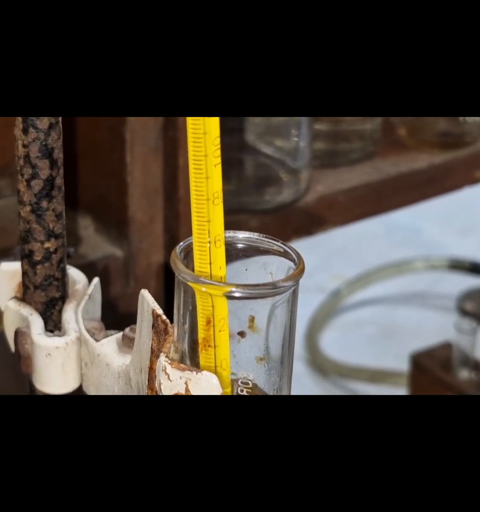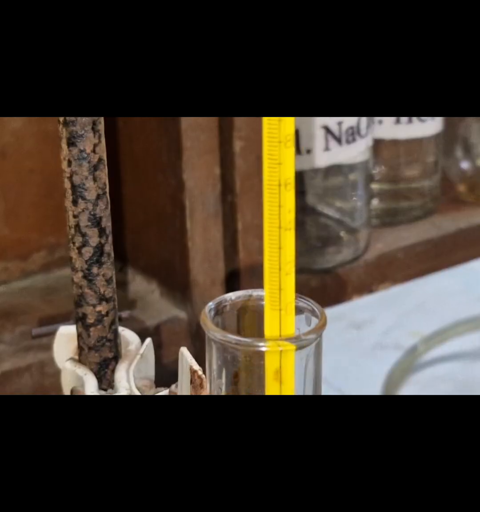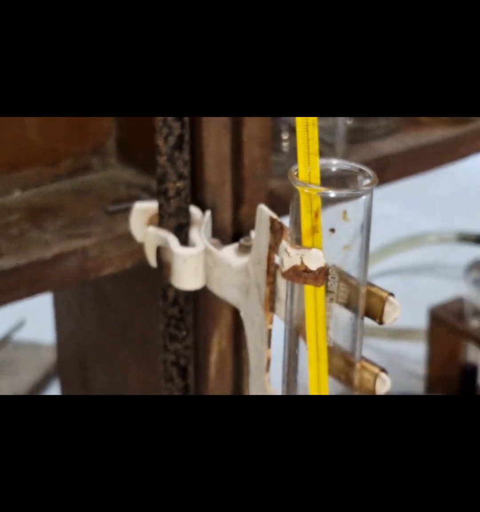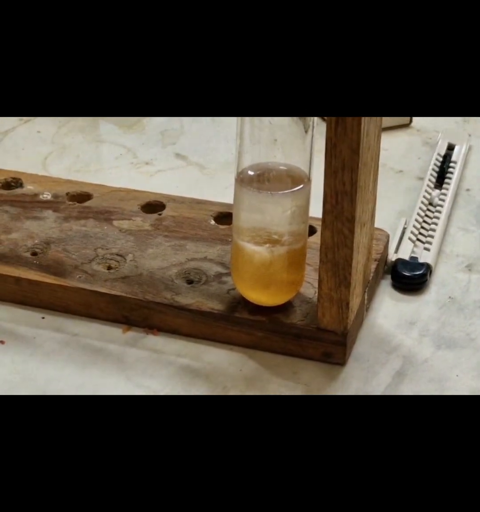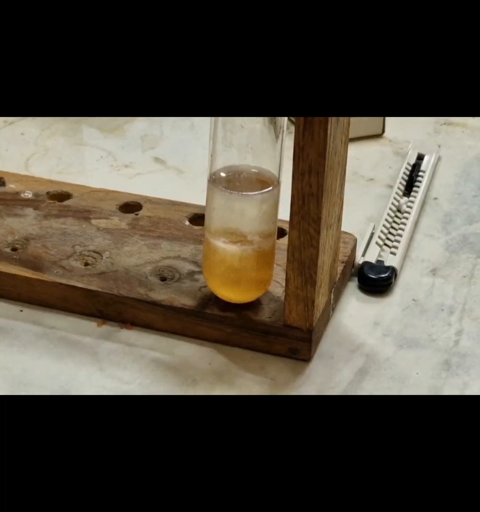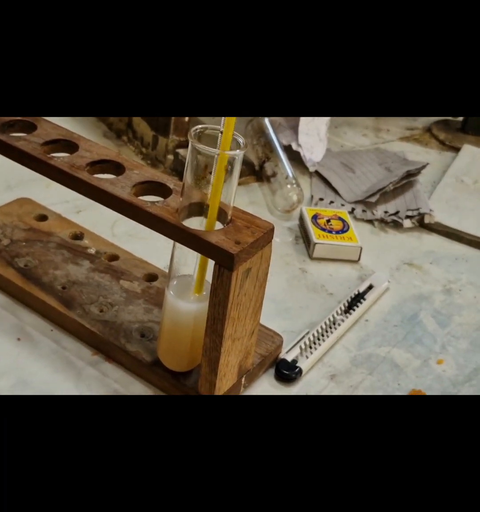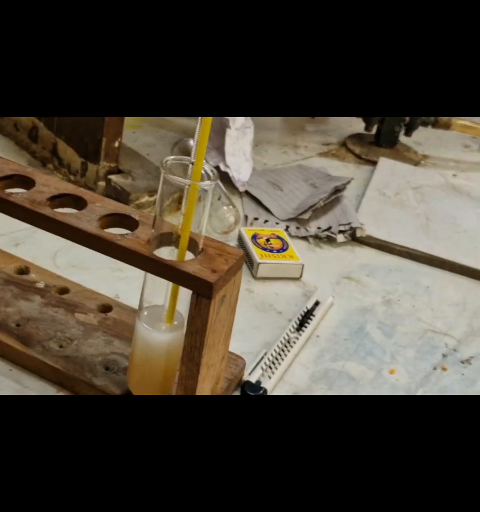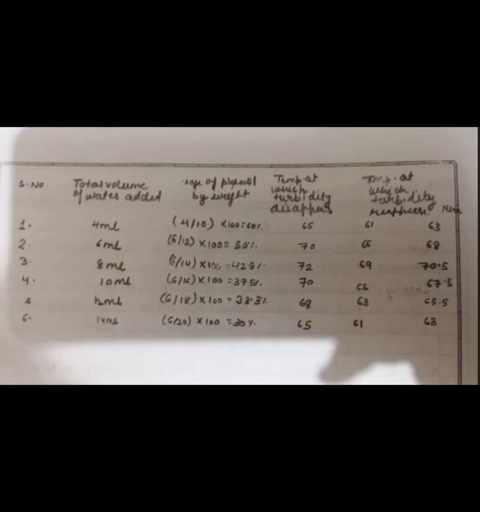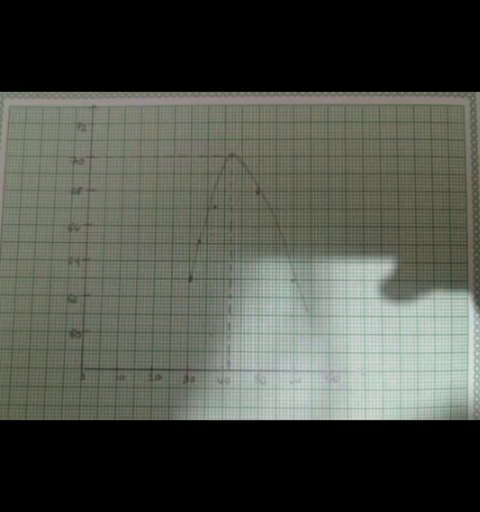We will repeat this experiment for taking several readings. Now again turbidity appears and again we will note the temperature. Here we have the readings in tabular form, and this is the graph of composition versus temperature.